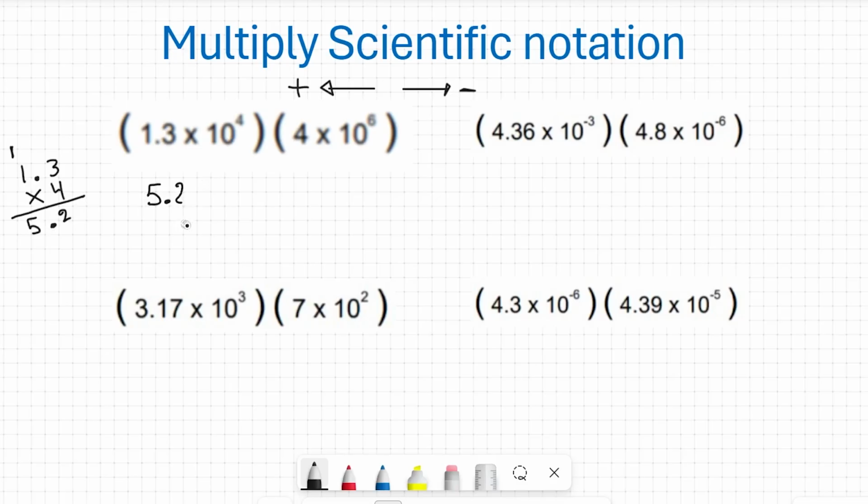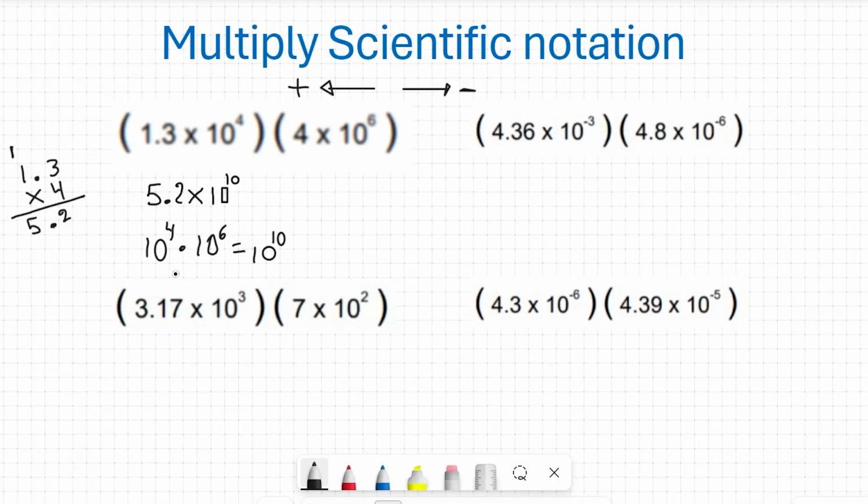Next step, I'll be multiplying the two powers. I'll be multiplying 10 to the fourth times 10 to the sixth power. Whenever you multiply two powers, if they have the same base, to get the answer, all you have to do is add the exponents. So adding 6 plus 4, you get 10 to the 10 power. So the answer should be times 10 to the 10 power. And that's how we get the answer.